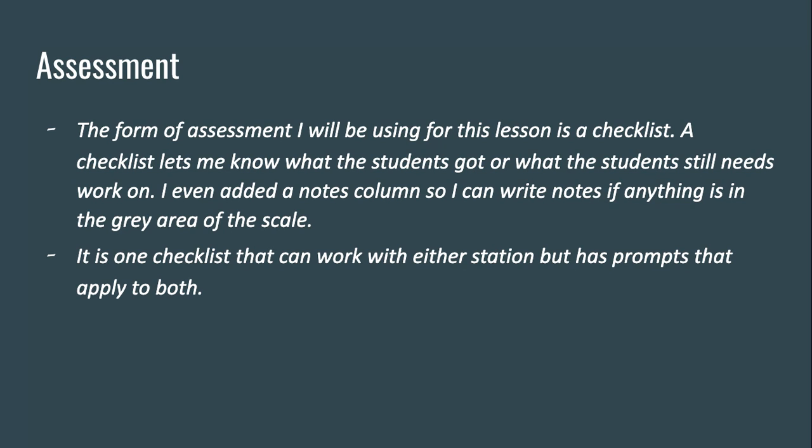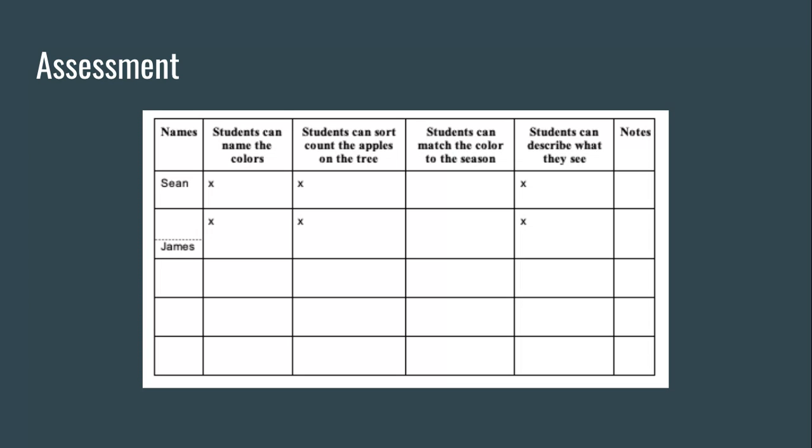But I did keep in mind only one or two students at a time, and my supervisor said it was completely okay because during this we can't really keep track of every single student at a time, so it's just a little bit at a time. So I picked two students to focus on. This is what it looked like. Students can name the colors, students can count the apples on the tree, students can match the color to the season, students can describe what they see, and then the notes.